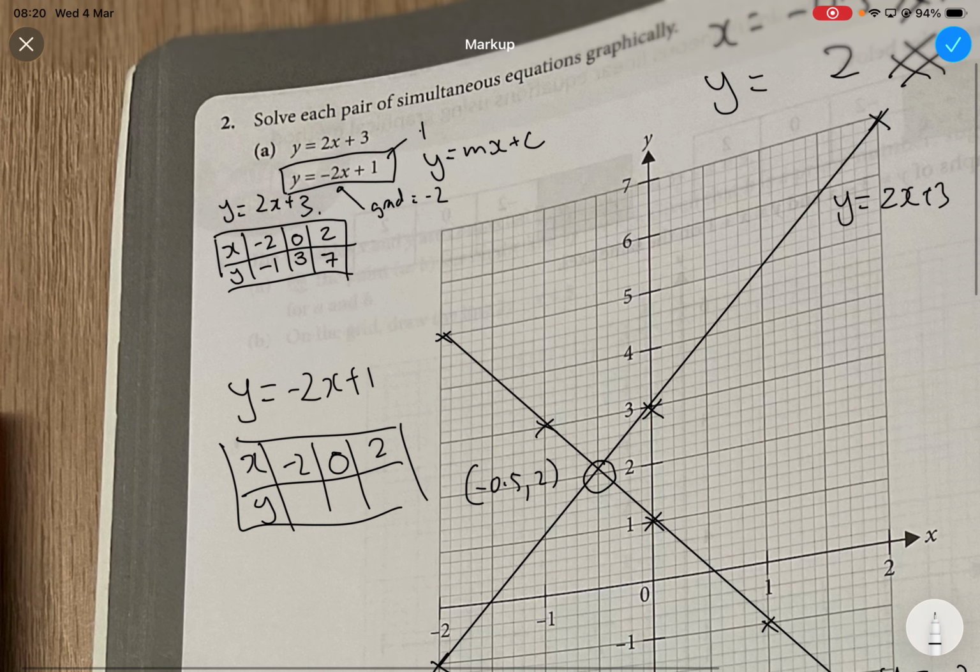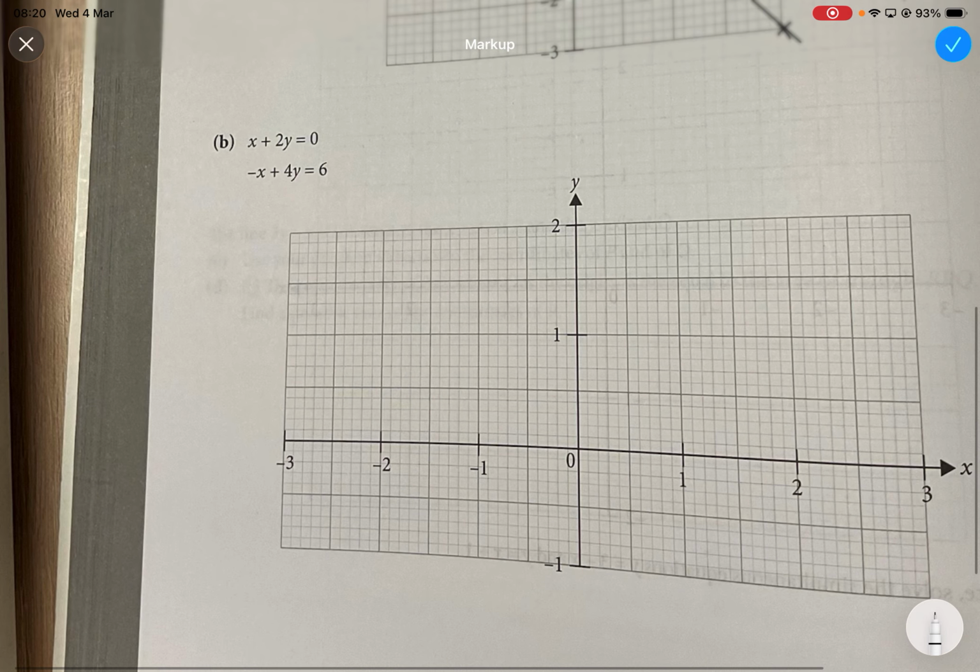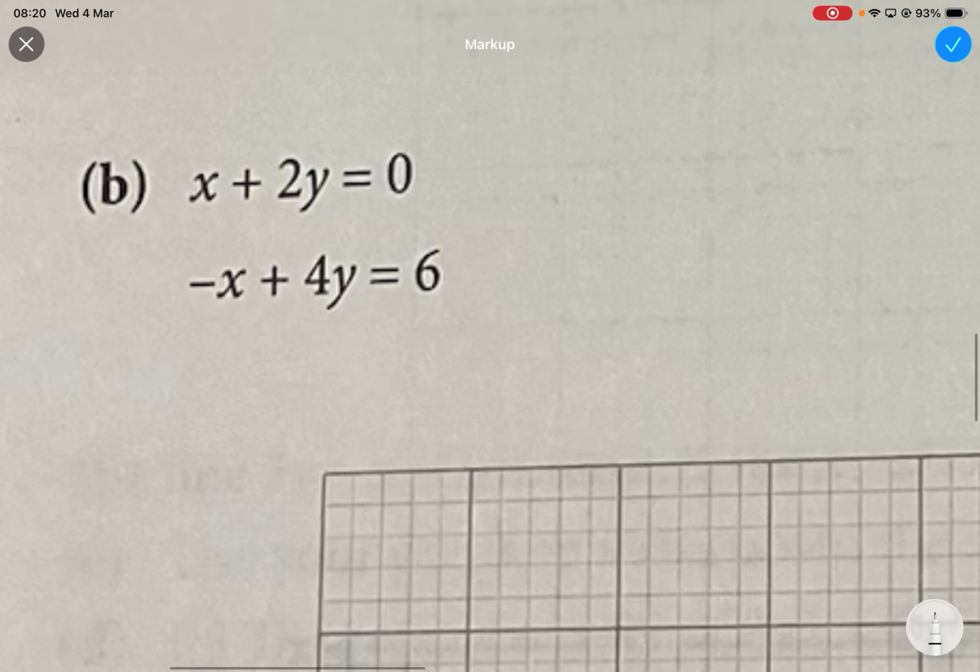One reason is because here they helped you arrange already. y equals 2x plus 3. y equals negative 2x plus 1. But in part B, the difference is it is not arranged in terms of y equals mx plus c. That is one major difference between part B and part A.